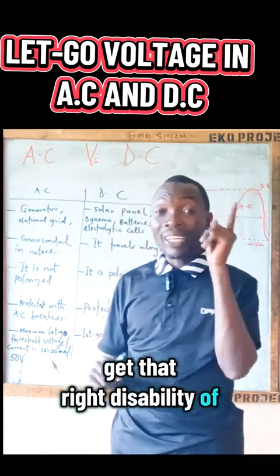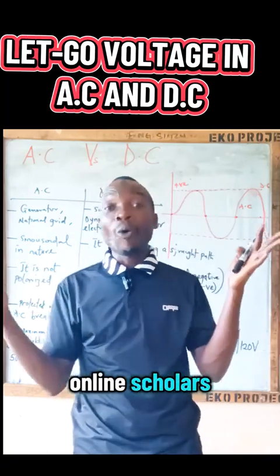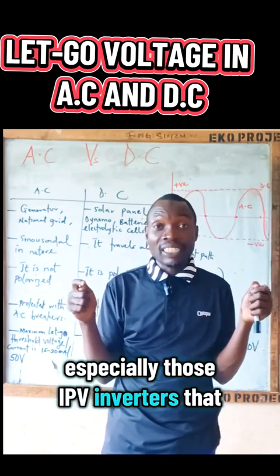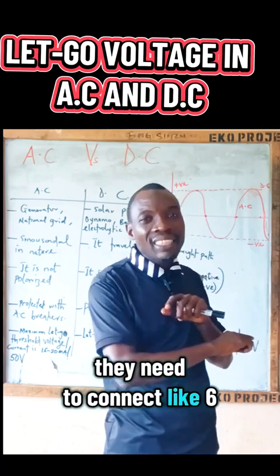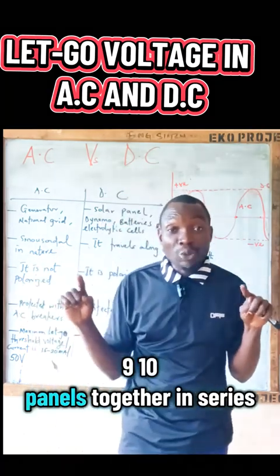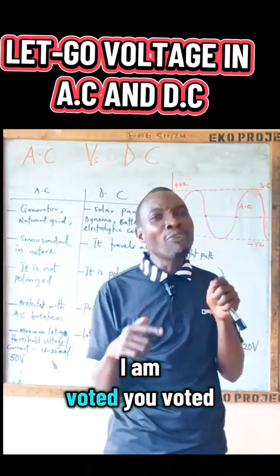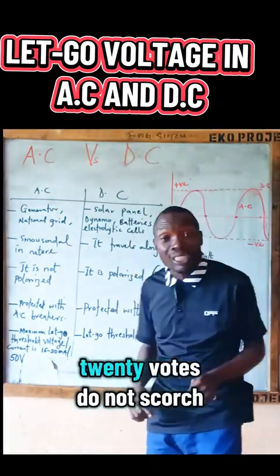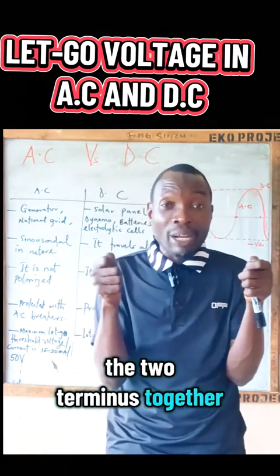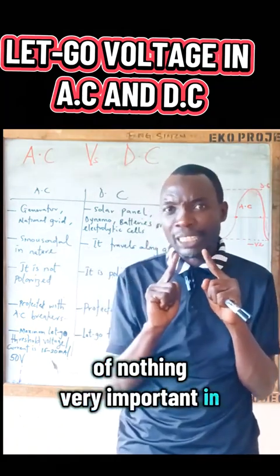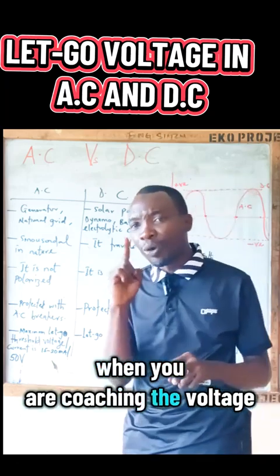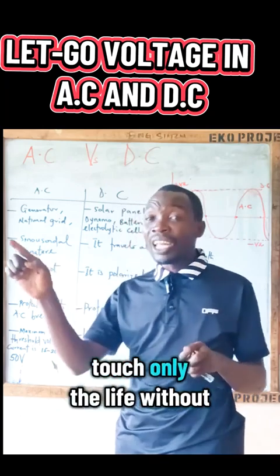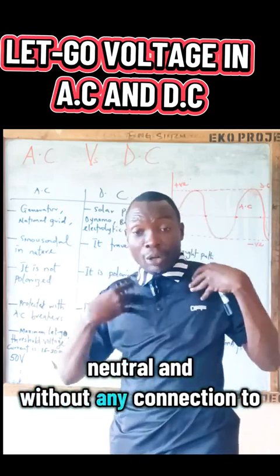Regarding the severity of direct current, there are some solar installers. What they used to do, anytime they are installing, especially those PV inverters, is connect like 6, 7, 8, 9, 10 panels together in series to generate higher voltage. The voltage you are generating in that case is above 50 volts. Sorry, it's above 120 volts. Do not touch the two terminals together. And there is another very important thing in this aspect. When you are touching the terminal, the severity is less when you touch only the live without neutral and without any connection to the ground.